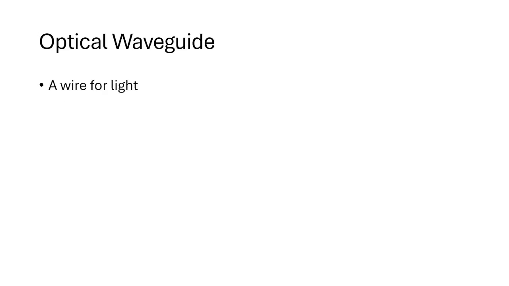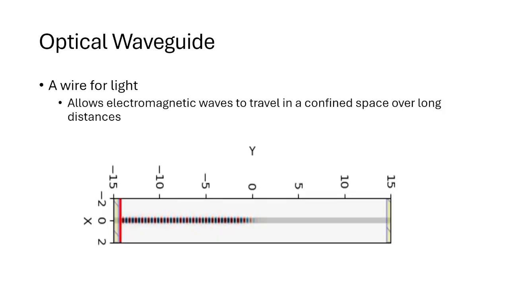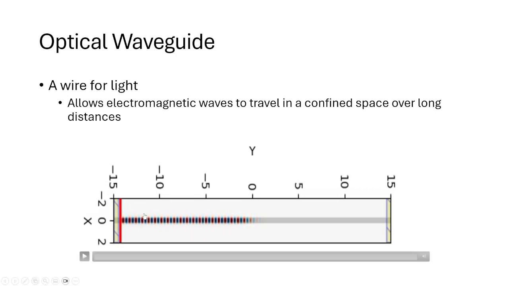So an optical waveguide is essentially just a wire for light. It allows us to confine electromagnetic waves to a very small volume, and it allows us to have that wave travel in that confined space over these long distances. So waveguides are essentially by themselves lossless. However, the materials that make up the waveguide are usually not lossless. So essentially the light can travel through the waveguide over a long distance, but over that distance, just because of the losses in the material, that light will decay.